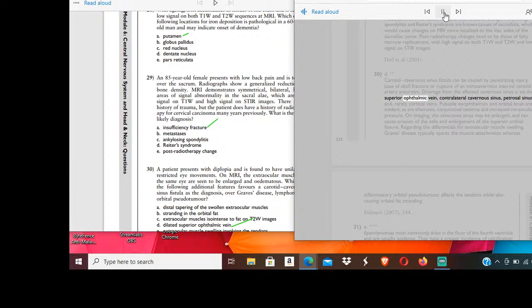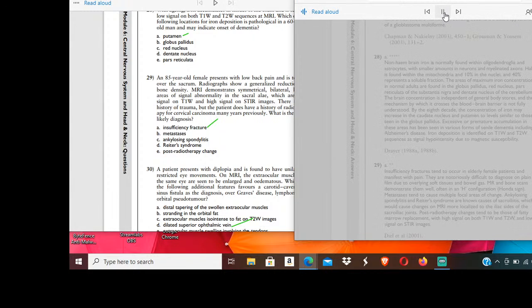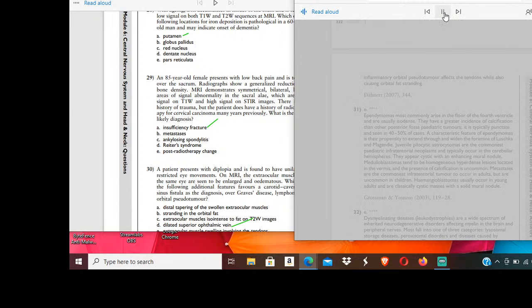Drainage is via the superior ophthalmic vein, contralateral cavernous sinus, petrosal sinus, and, rarely, cortical veins. Pulsatile exophthalmos and orbital bruit are evident, as are chemosis, conjunctival edema, and increased intraocular pressure. On imaging, the cavernous sinus may be enlarged, and can cause erosion of the sella, and enlargement of the superior orbital fissure. Regarding the differentials for extraocular muscle swelling, Graves' disease typically spares the muscle attachments, whereas inflammatory orbital pseudotumor affects the tendons while also causing orbital fat stranding. Module 6, Central Nervous System and Head and Neck, answers 332. Dähnert, 2007, 344.